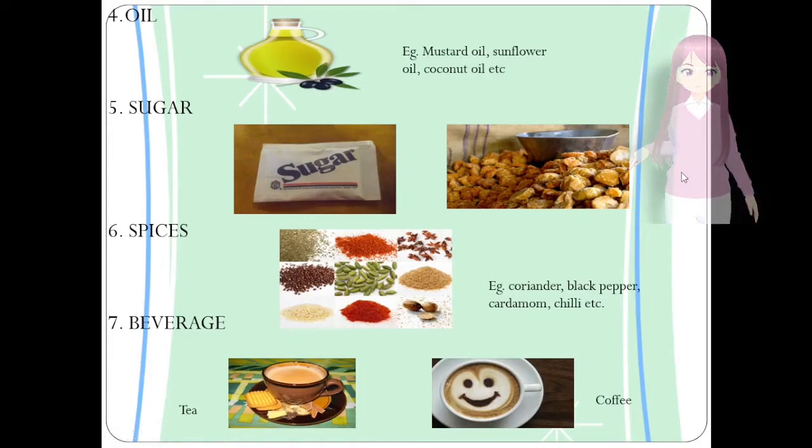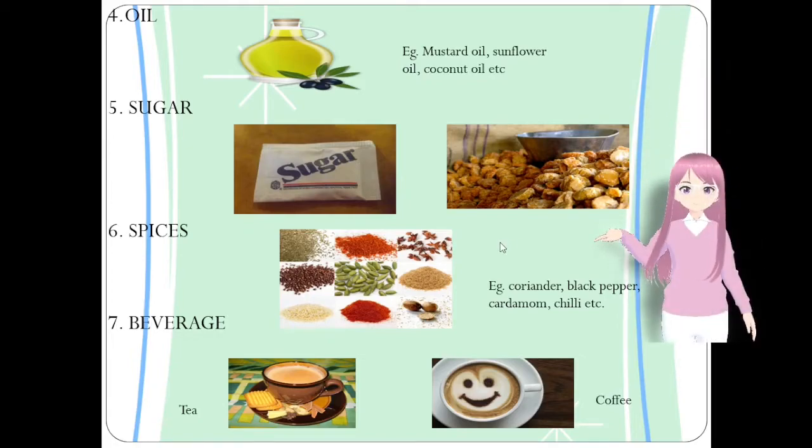Then comes the spices. So spices are the food ingredients which are obtained from the various parts of a plant. You can see coriander, black pepper, cardamom, chili. These are all the spices that are used to prepare the food, and they give very good flavor and color and taste to the food.